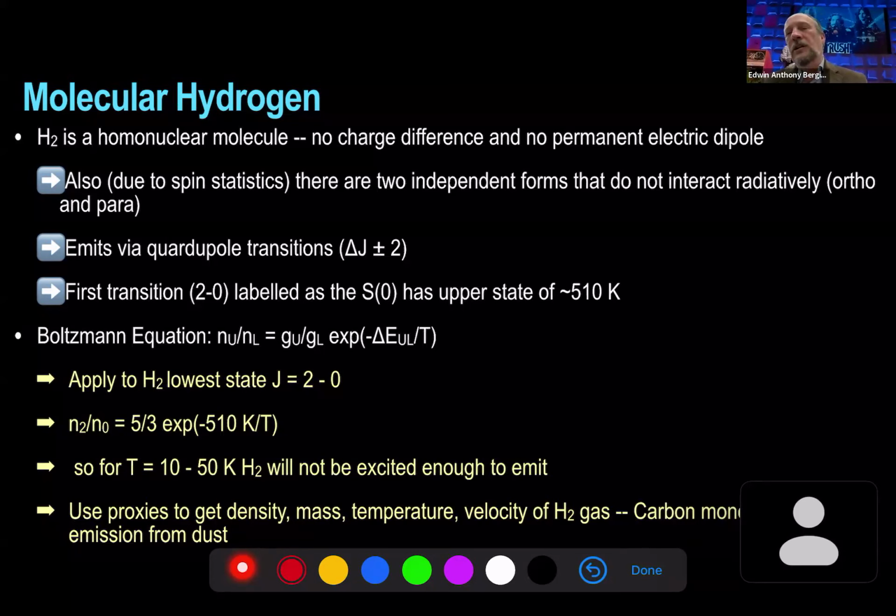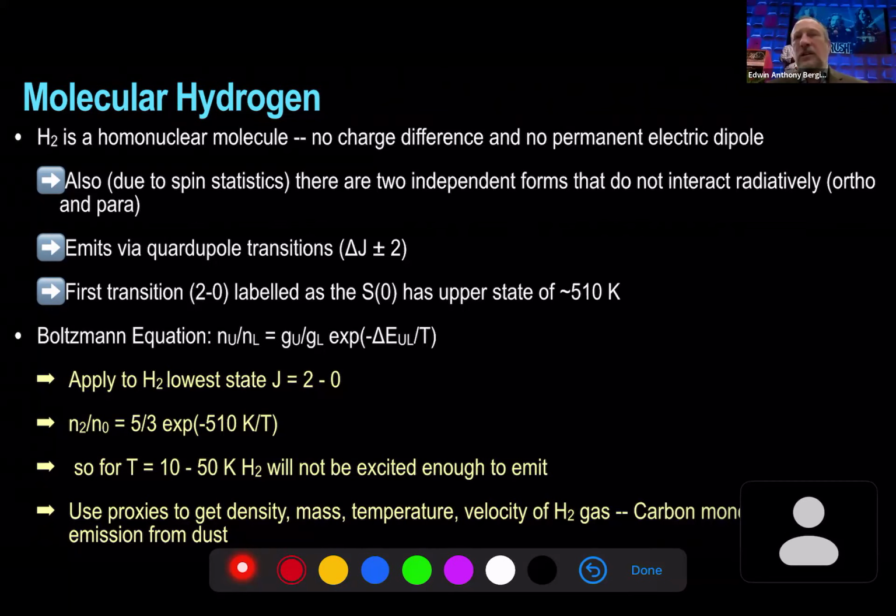And this is another one of the joys of astronomy. And that is H2 is a homonuclear molecule. So that is, these are giant molecular clouds. The most abundant molecule is molecular hydrogen. And that's what I want to normalize to. This is a homonuclear molecule. There's no charge difference, so there's no permanent electric dipole because there's symmetry, right?